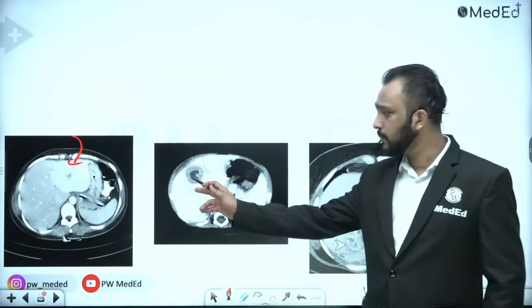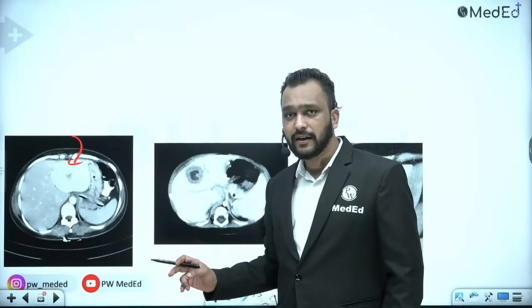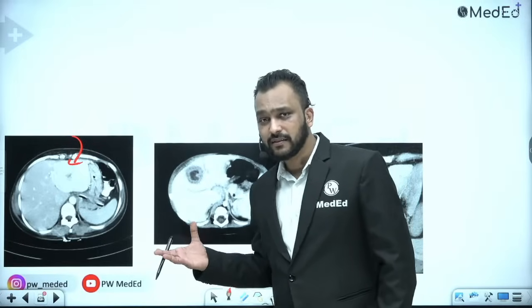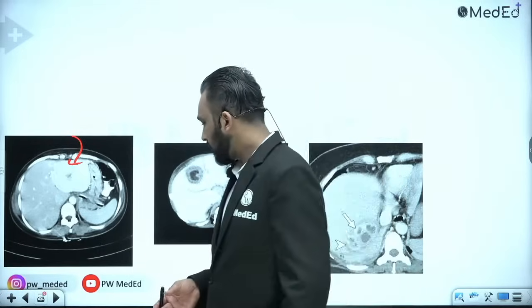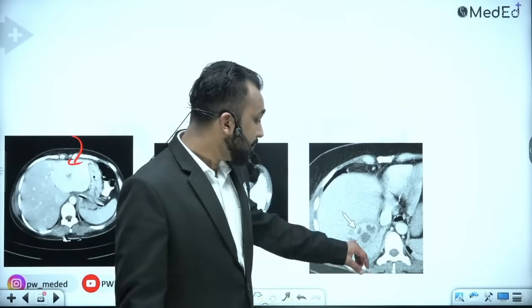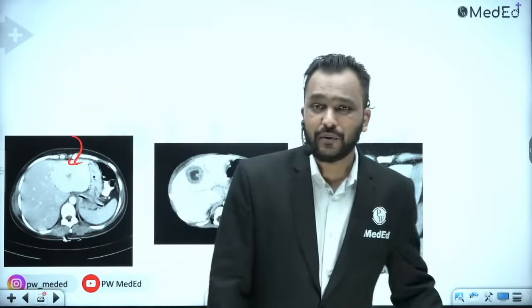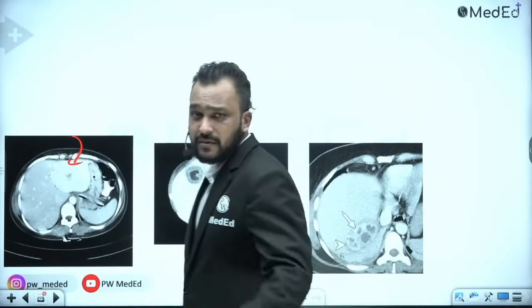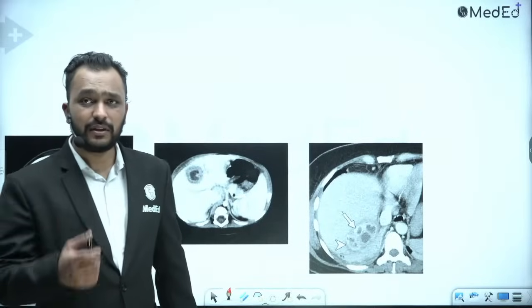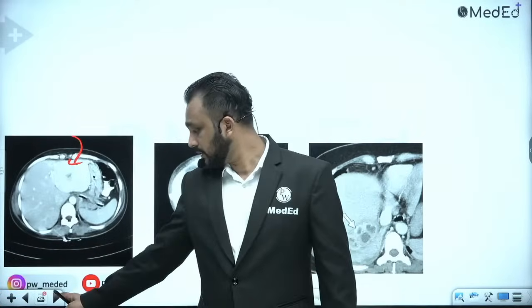Then a hypodense lesion with a peripheral enhancement, giving the double target appearance, is seen in liver abscess, and multiple peripherally enhancing lesions will be seen in a patient with pyogenic liver abscess. So just remember that amoebic liver abscesses are usually solitary, and pyogenic liver abscesses are multiple.